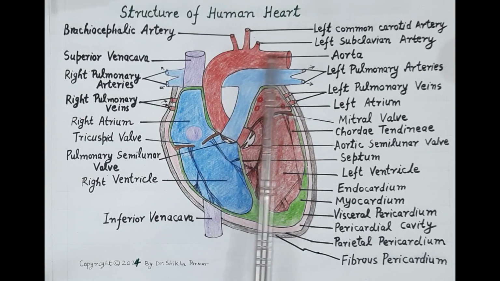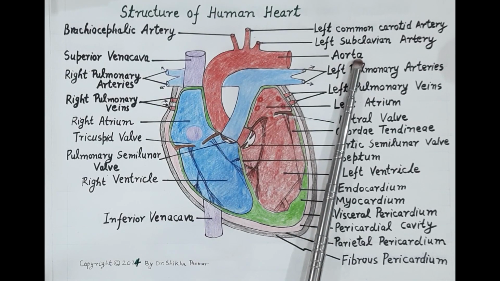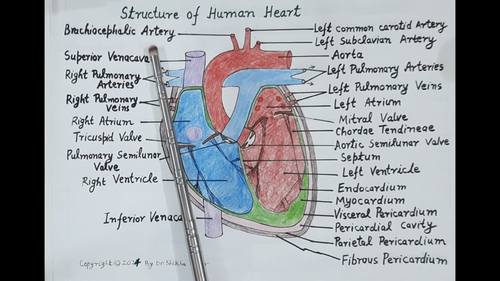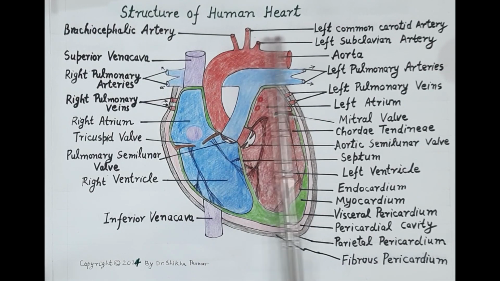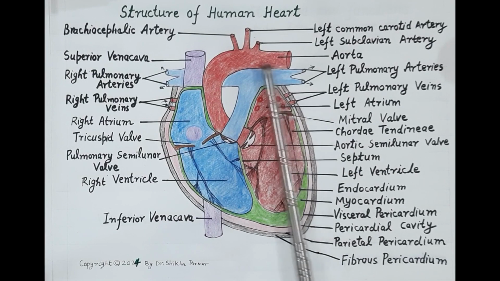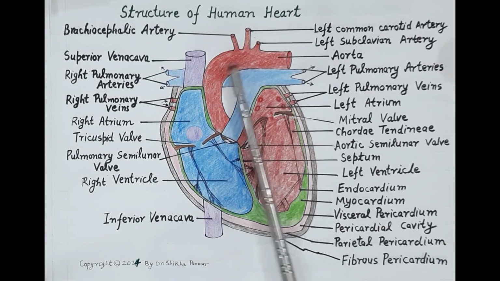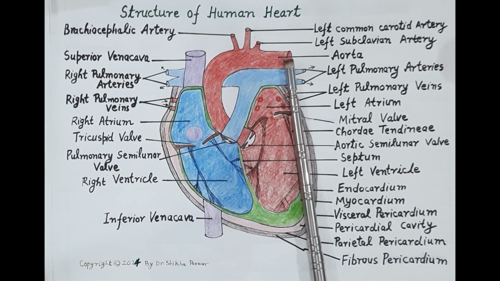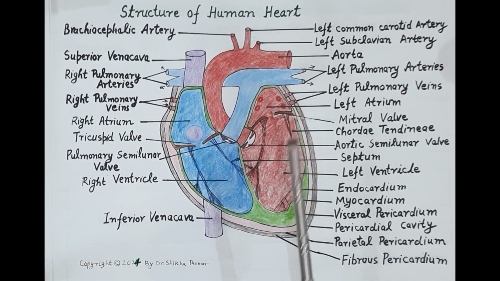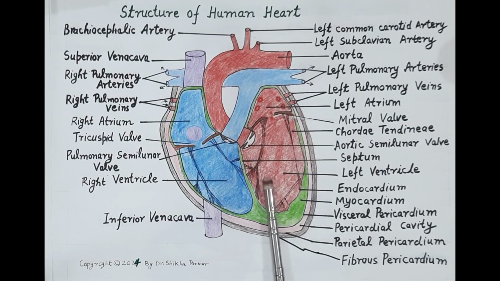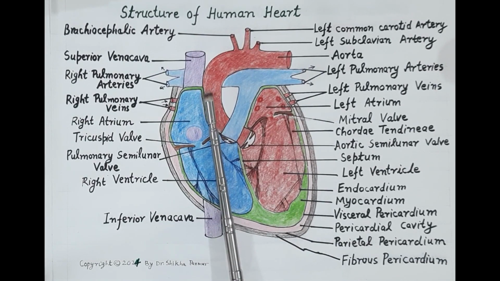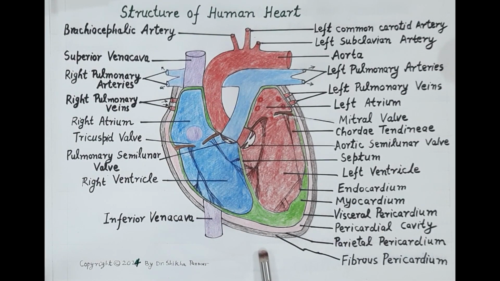Now, this aorta is the largest artery of the body, and branches of aorta like the brachiocephalic artery, then the left common carotid artery, left subclavian artery, and other arteries circulate this oxygenated blood throughout the body. So, one of the main functions of the heart is to pump blood into the aorta from where it is circulated throughout the body. So this is in brief on the anatomy and structure of heart.